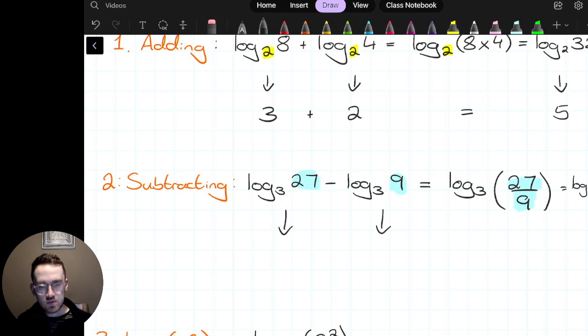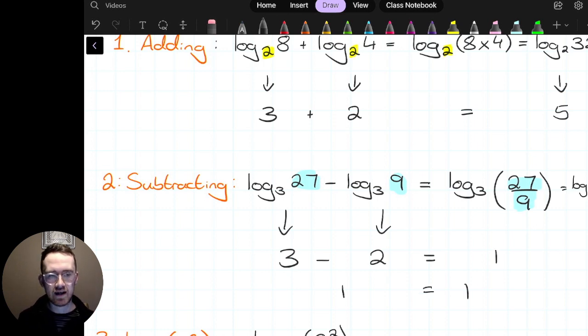If we look at this one, 3 to the power of what is 27, so that's going to be 3 to the power of 3 minus 3 to the power of 2, which of course is 1. Log to the base 3 of 3. 3 to the power of what is 3, and that again is 1. And 1 is equal to 1. So we can see that it does hold again.